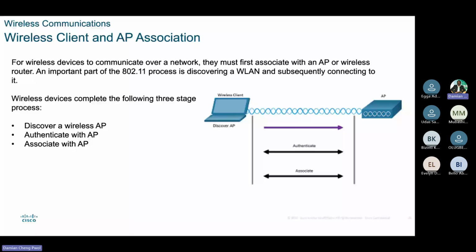So, wireless client and access point association. For wireless devices to communicate over a network, they must first associate with an access point or wireless router. When we say wireless router, a good example is those SIM routers, like the MTN SIM router, Airtel SIM router. All those are also access points.